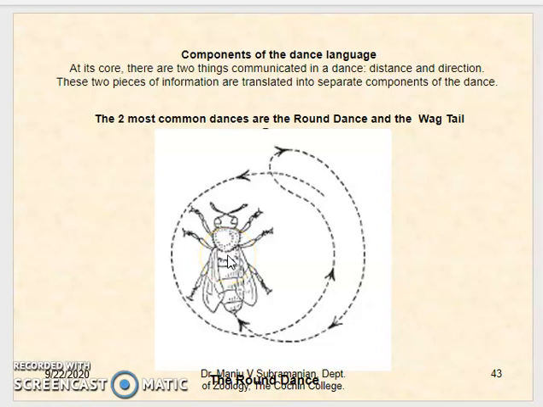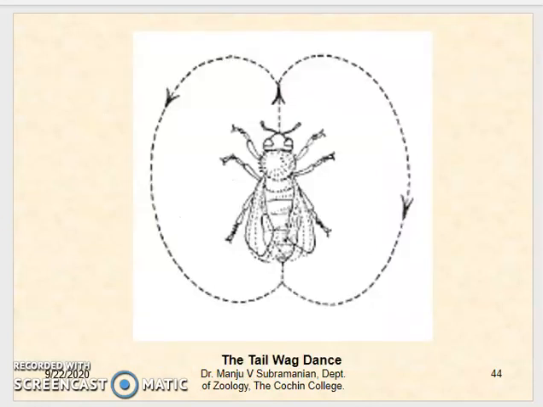So there are two things to be communicated among the fellow members. It's about the distance and the direction, and these two pieces of information are translated into separate components of the dance. So these two pieces of information are communicated among the fellow bees.